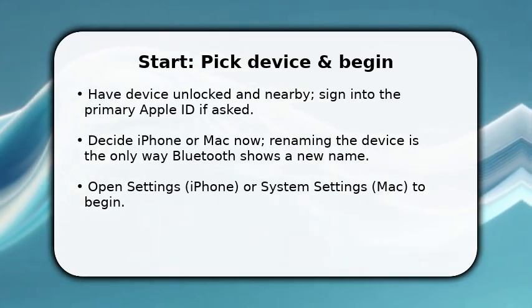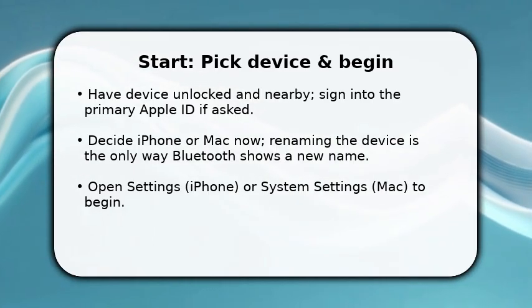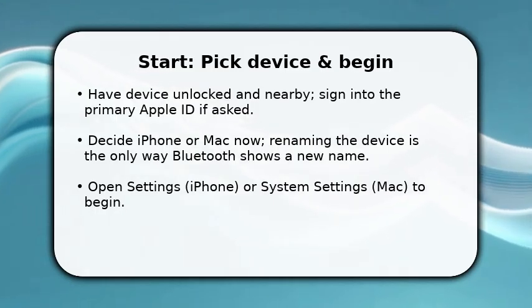You're going to rename the device itself because that's the only reliable way Bluetooth will show the new label. If you're on an iPhone, open Settings and tap General, then About. If you're on a Mac, open System Settings and choose General, then About.